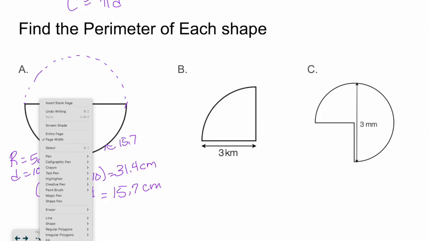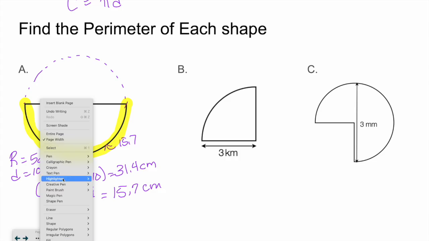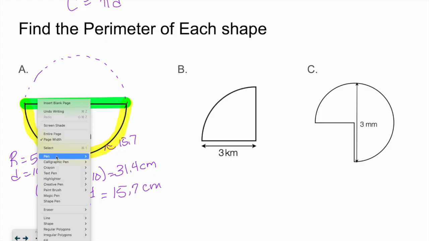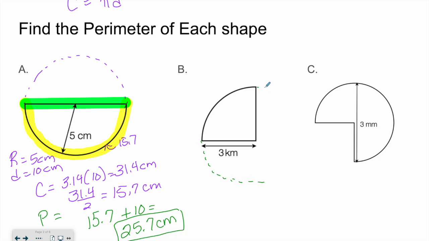But if we walk the whole way around the shape, yes, we have the curved part, but we also have this straight part here, which is the diameter. So we need to add for our final perimeter the 15.7 to our diameter of 10 to get 25.7 centimeters.